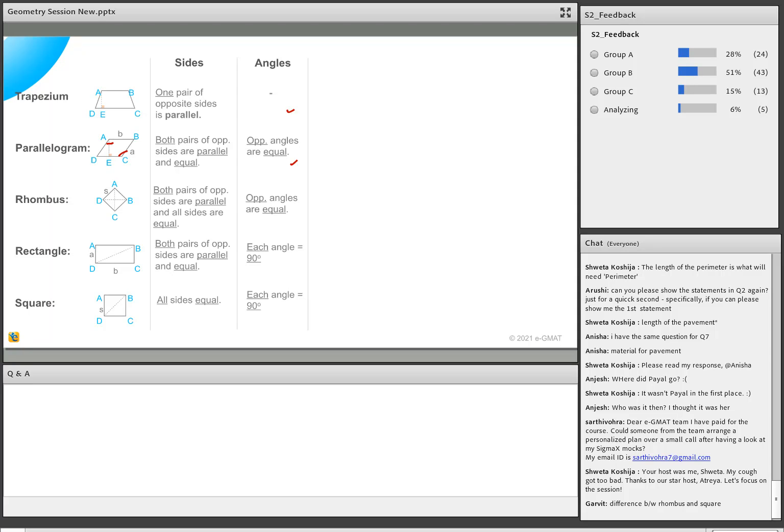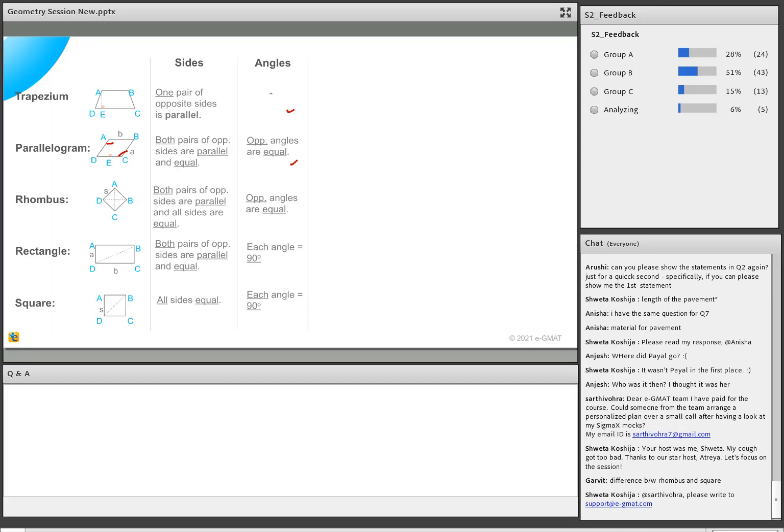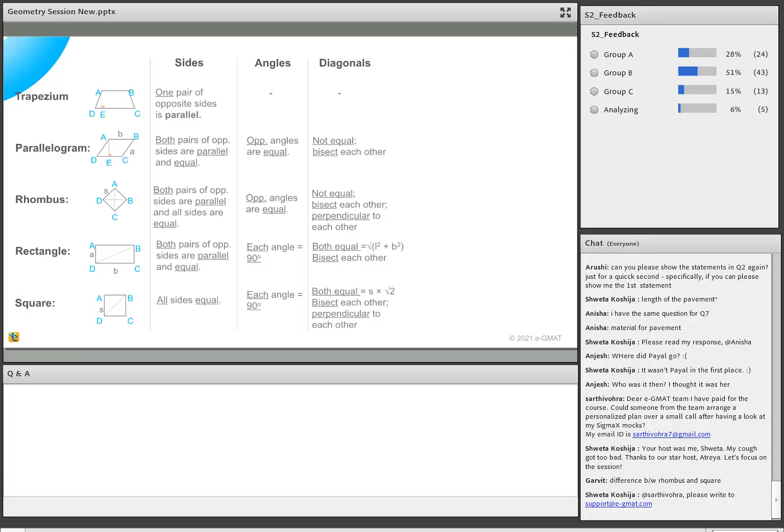Right? Okay. Then we have rhombus. In rhombus, again, the opposite angles are equal. So by that I mean angle A is equal to angle C, angle D is equal to angle B. Then we have rectangles and squares, where you know that each of these angles is equal to 90 degrees. Okay, now let's move to diagonals. In parallelograms, the diagonals are not equal. However, they bisect each other. Same for rhombus, they're not equal in length. They bisect each other and they're perpendicular to each other.